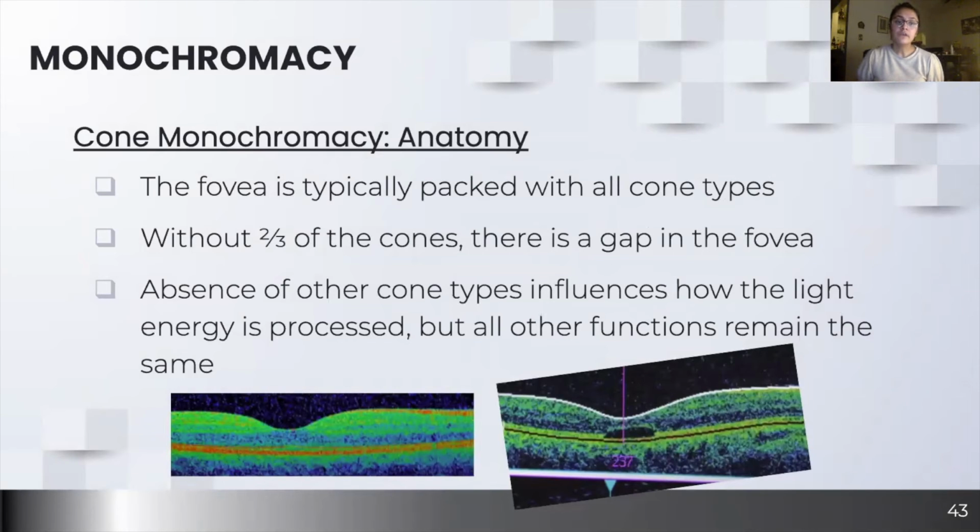Now, the anatomy of monochromacy is that the fovea is typically packed with all the cones, but without 2/3 of the cones, there is a gap in the fovea. And the absence of other cone types influences how light energy is processed, but all other functions in the visual system remain the same.